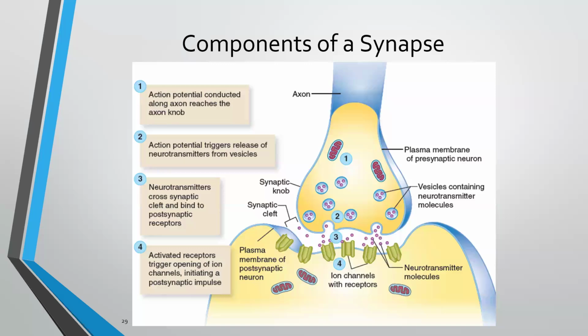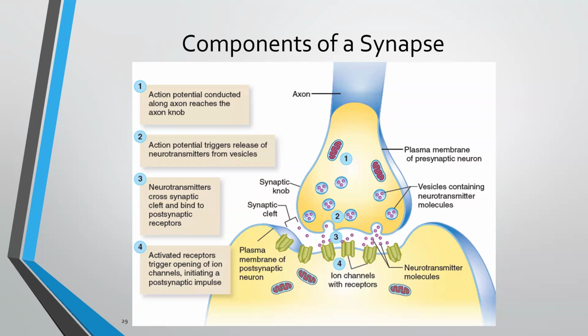So this is what a synapse looks like. All right, so you have your synaptic knob right here, which is also called an axon terminal of the presynaptic neuron. You have your plasma membrane of the postsynaptic neuron, which is this right here. So your plasma membrane, and then a synaptic cleft. This is the space between the membrane and the synaptic bulb, and that is called the synaptic cleft.